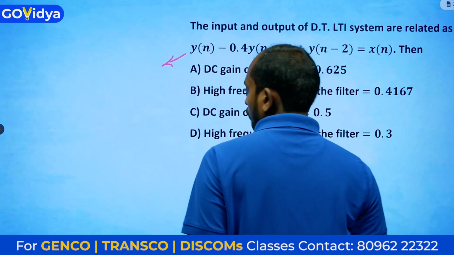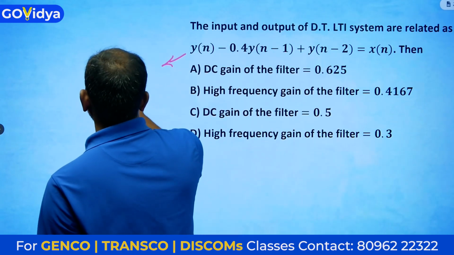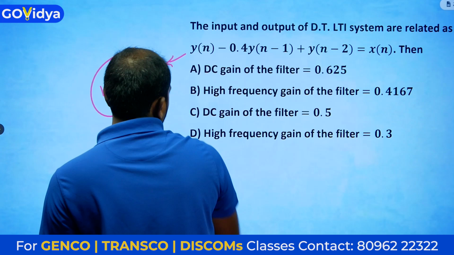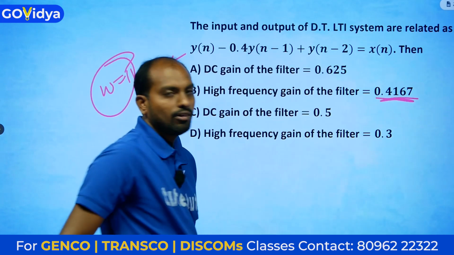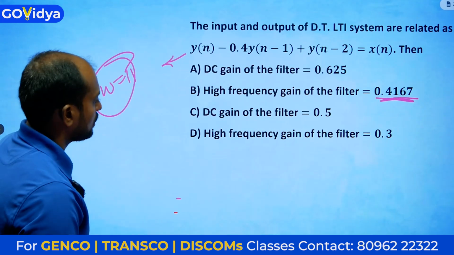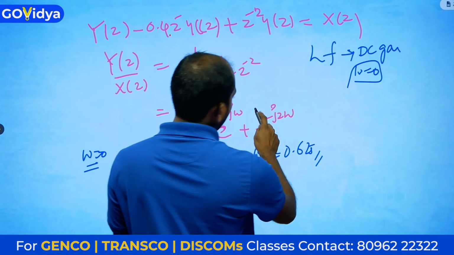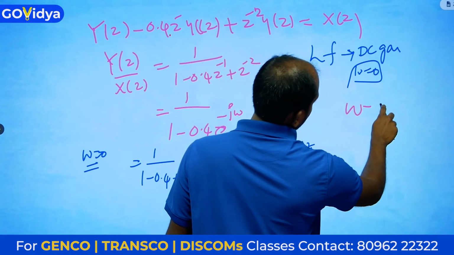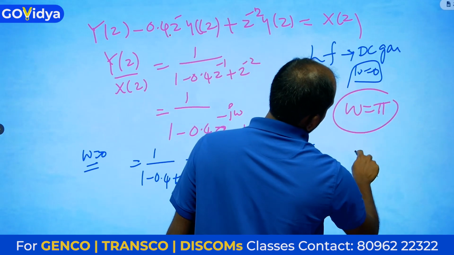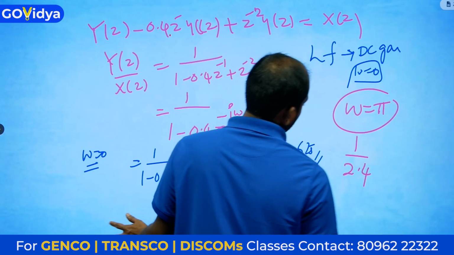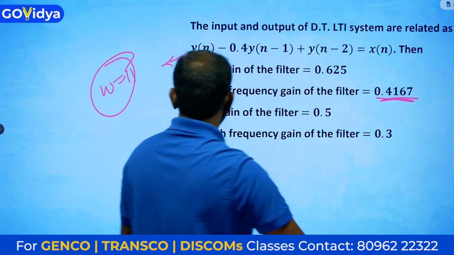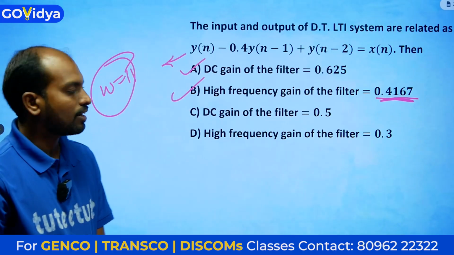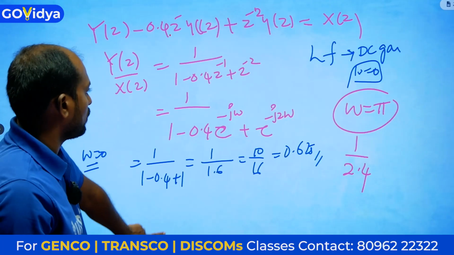For high frequency, what is omega? For high frequency, put omega equal to pi in the equation. Just solve that. Put omega equal to pi and solve the equation. You will get 1 by 2.4, nothing but this value. Option B is the correct answer. Option A is the correct answer. Both the statements are correct. Okay, let's go for the next question.